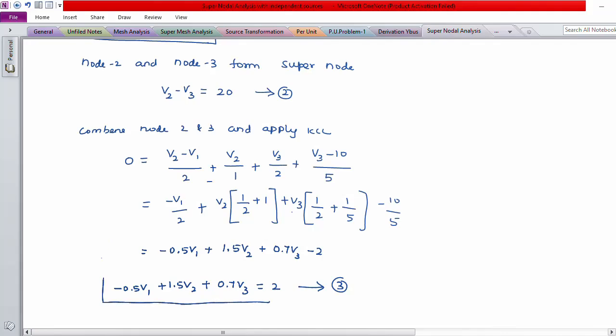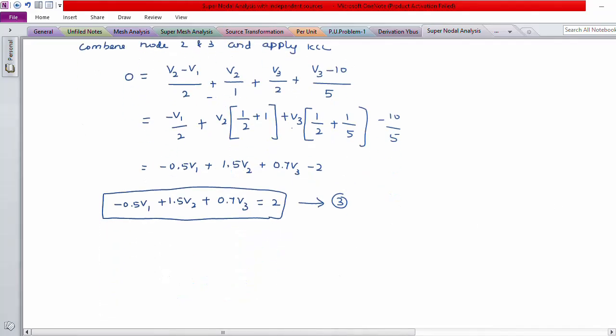Now solve equations 1, 2 and 3. You will get the node voltages V1, V2 and V3. When we solve that, we will get the values: V1 as 19.04 volt, V2 as 11.6 volt. For V3 it is minus 8.4 volt.